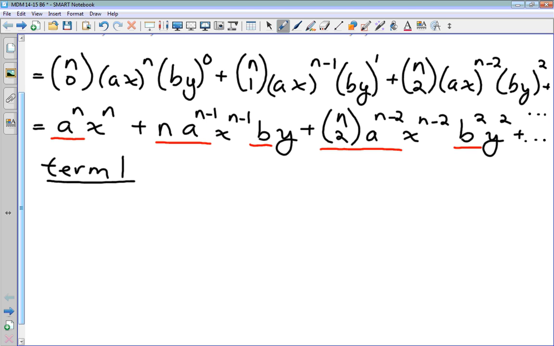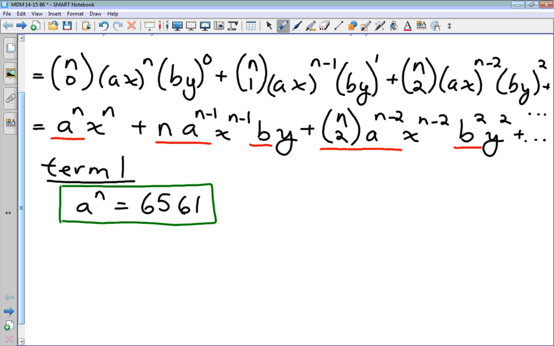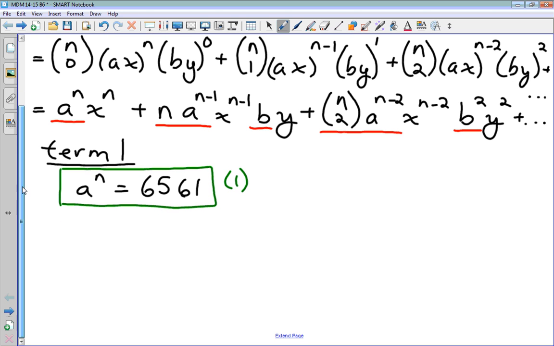So let's look at these terms in order. If we look at the first term, our coefficient is a^n, and we're told in the question that the coefficient of the first term is 6,561. So let's put a green box around that, and we're going to call that equation 1. Now let's go on and look at what information we can get from our second term. We didn't actually get a number as our answer for the first term, but we got a relationship that we're going to use again later.